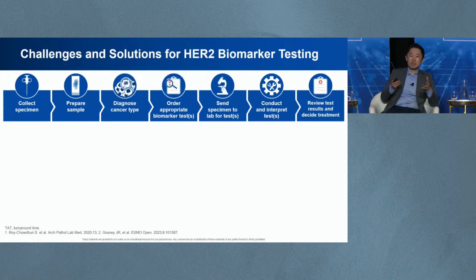And then, of course, this is easier said than done, right? So there's going to be a lot of different challenges associated with this process. But we can also think about some different solutions that maybe we can implement to help with this process.